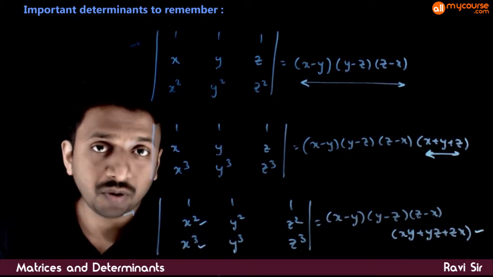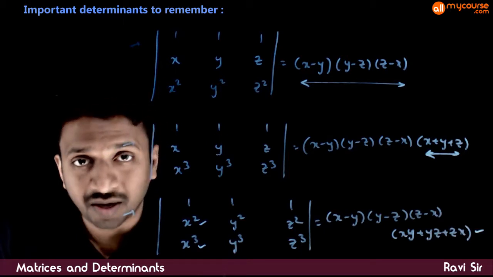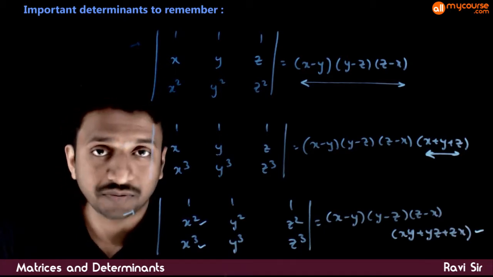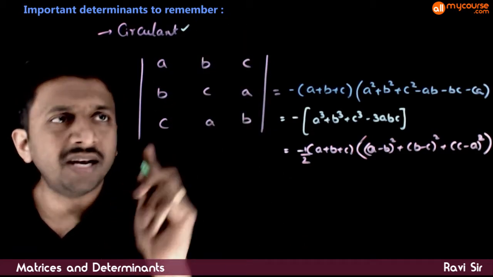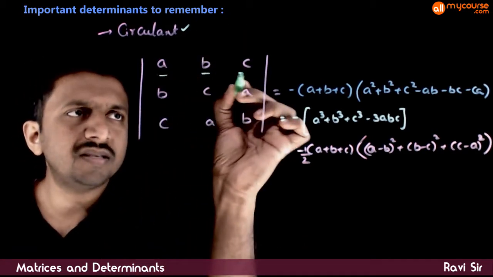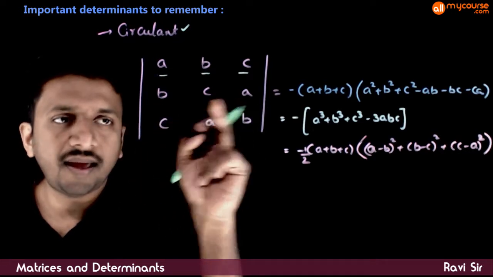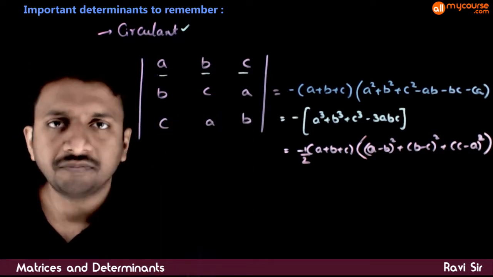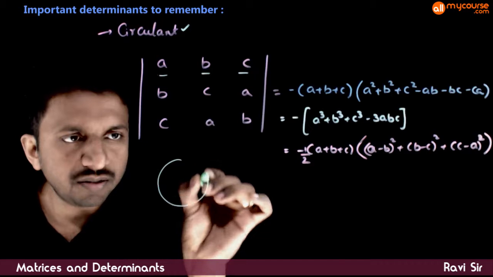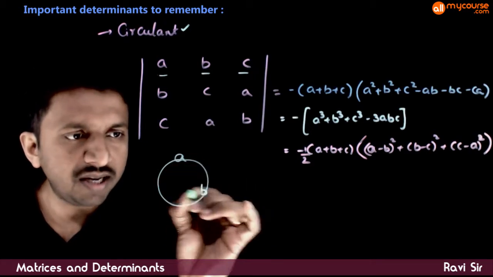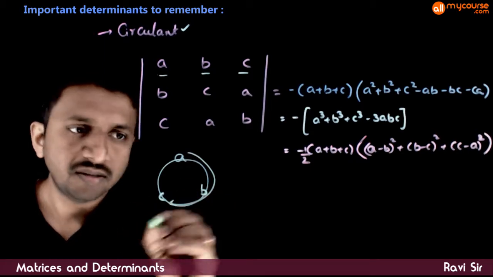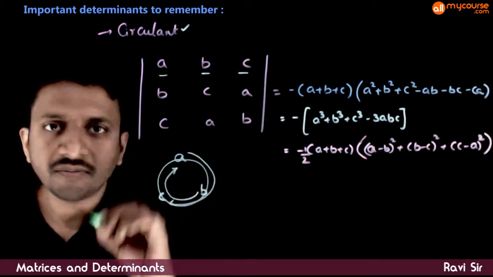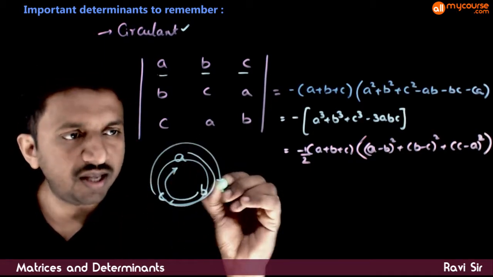Next, you have one more determinant called the circulant. So let us look at that also. A circulant is the determinant A, B, C, B, C, A, C, A, B. You just change the numbers in a circular fashion. First row is ABC, the second row is BCA, third row is CAB.